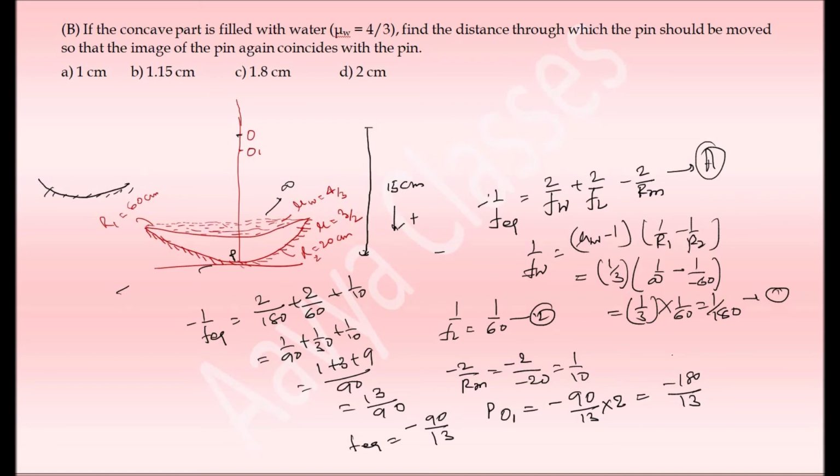So now you have to calculate O O1. To calculate it, you take 15 minus 180 by 13. From there we get 15 by 13, that is equal to 1.15 centimeter.